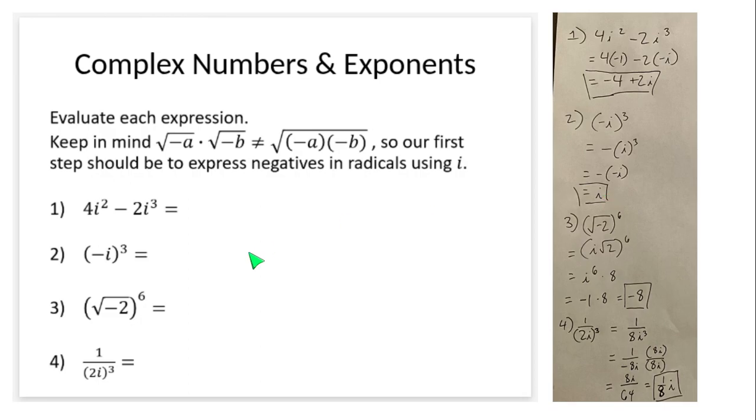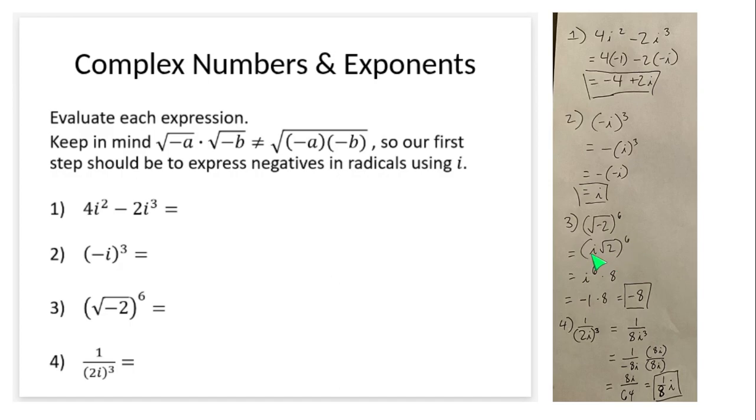Okay, let's look at number 3. The square root of negative 2 to the 6th power. Now, if you're not careful and you just multiply the square root of negative 2 six times over and put it all under one radical, you're going to make this error. First thing you need to do is represent the square root of negative 2 as i times the square root of 2. Then we can apply the 6th power to the i and to the square root of 2.